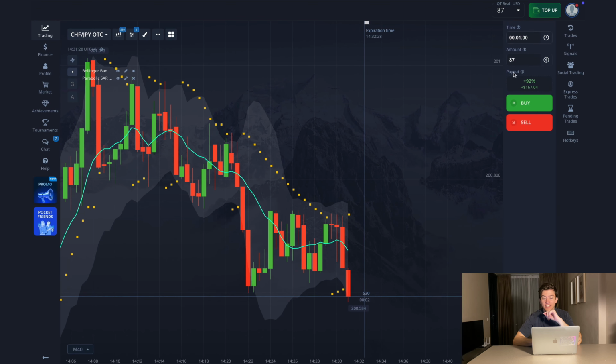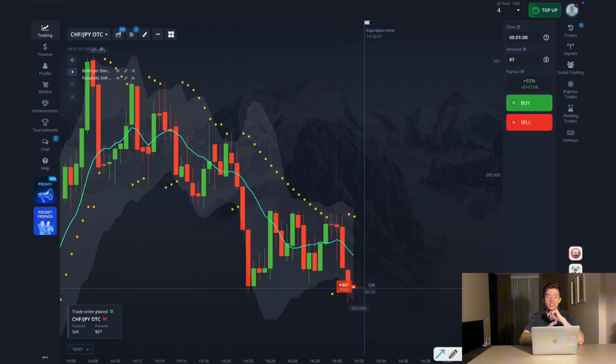I started the trading cycle with a clear initial signal. Expiration is 1 minute and I'm opening a sell trade for $87. Now I'll explain in detail how this strategy works and why its signals are so easy to recognize.